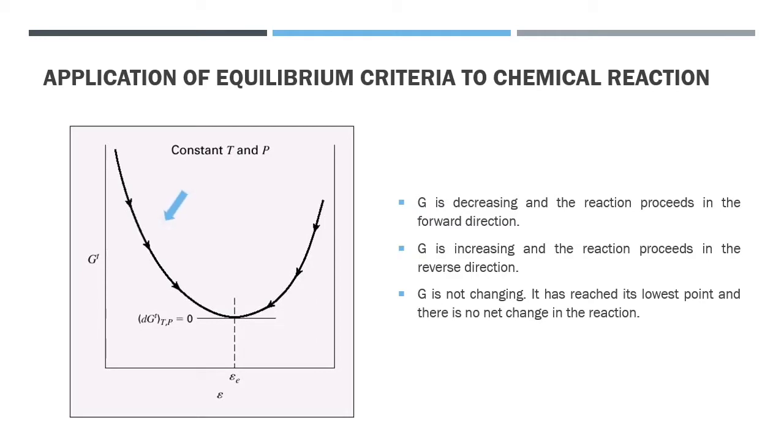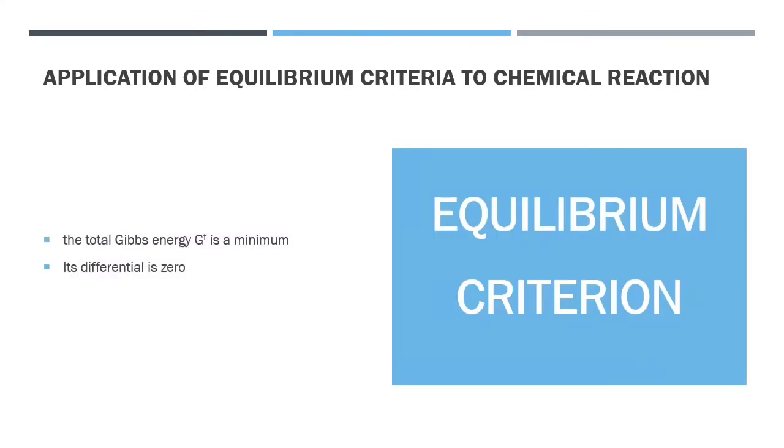At this point, G is decreasing and the reaction proceeds in the forward direction, while at this point, G is increasing and the reaction proceeds in the reverse direction. Meanwhile, at this point, G is not changing. It has reached its lowest point and there is no net change in the reaction. Thus, the equilibrium criteria are when the total Gibbs energy is a minimum and its differential is zero.